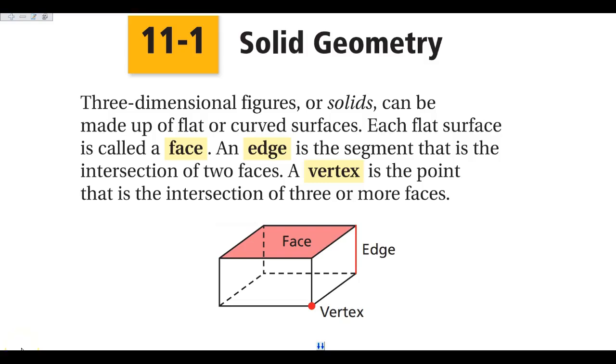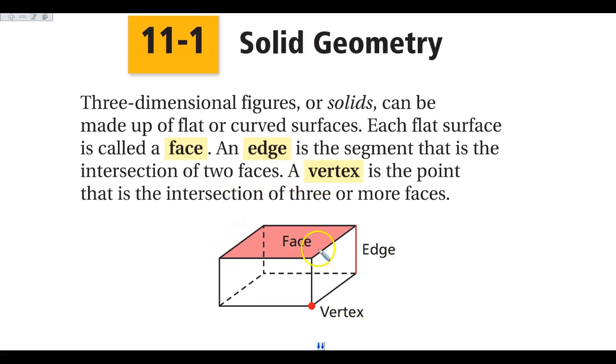Hey everybody, today we are starting chapter 11, which is our solid geometry. So the first thing we're going to look at is what is a solid. And solids are basically all of your three-dimensional figures. They're either flat surfaces or curved surfaces, and every surface is called a face.